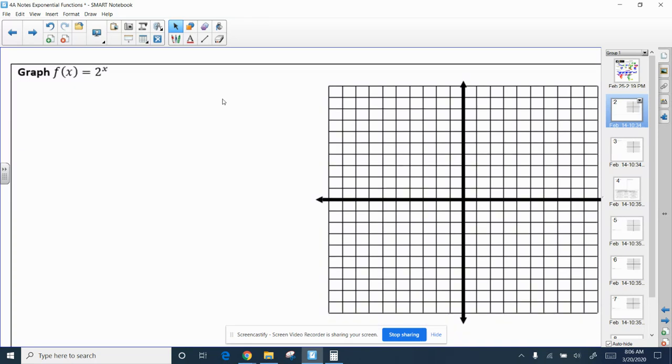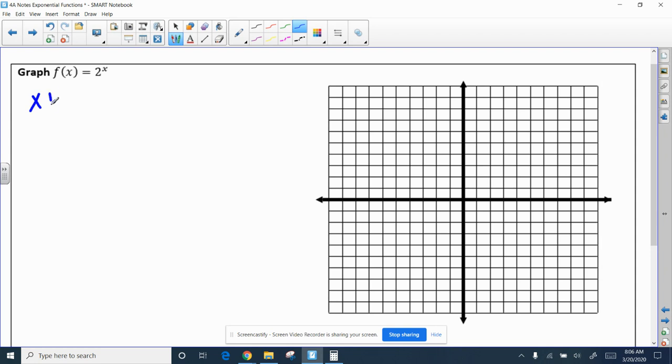So the first function we are graphing is f of x equals 2 to the x power. And remember, if we don't know what a graph looks like, or we aren't familiar with the graph, we can always graph a function by making an input-output table, which is what we're going to do here. So I'm going to make an input-output table, so x and f of x, for this function, f of x equals 2 to the x power.